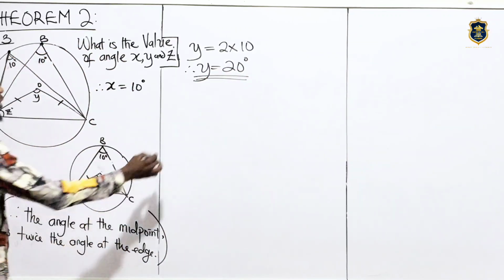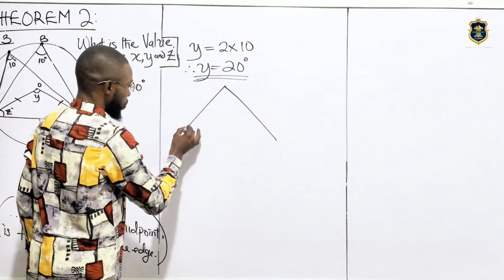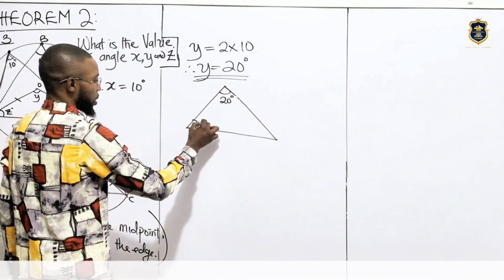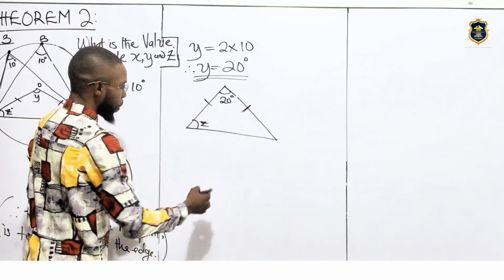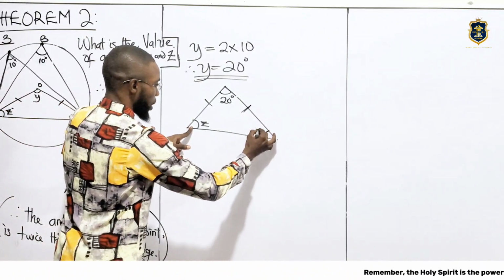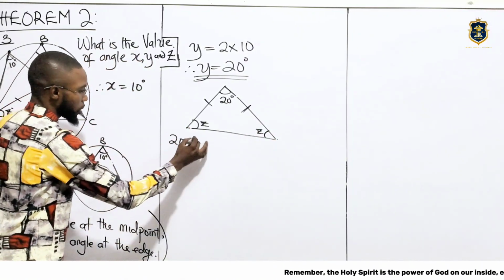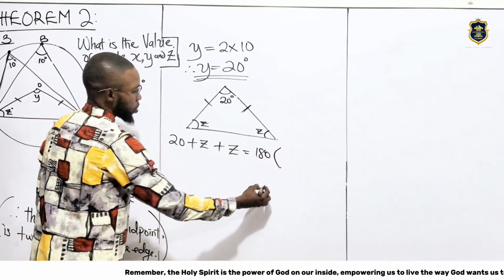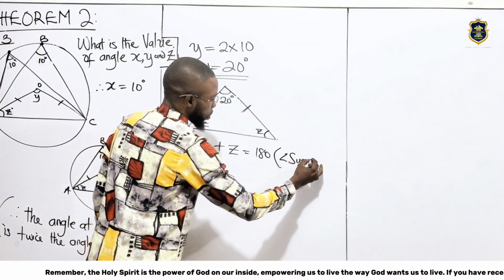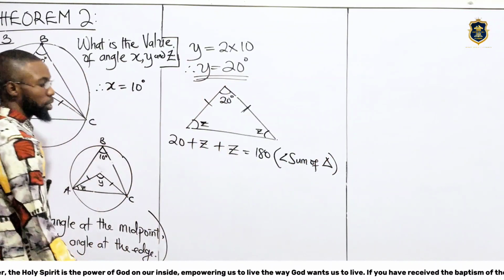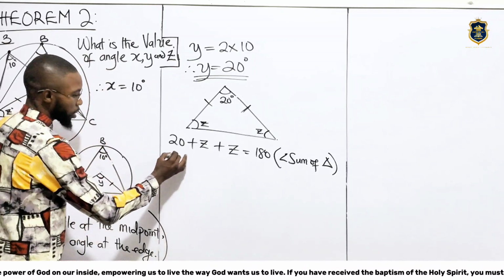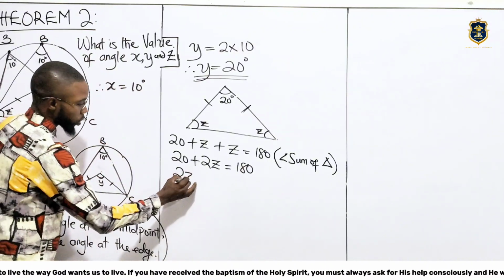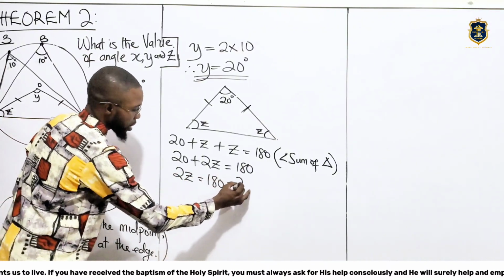Right, so how do we find z? It's already a triangle here now. For z, there is already a triangle here. We know what y is now, it's 20 degrees. We can now find z. Remember, this is an isosceles triangle. So whatever is here is equal to what is here as z as well. So it becomes 20 plus z plus z is equal to what? 180. Why? The sum of angles in a triangle is 180. So 20 plus 2z is 180 degrees. So we know that 2z will be 180 degrees minus 20.